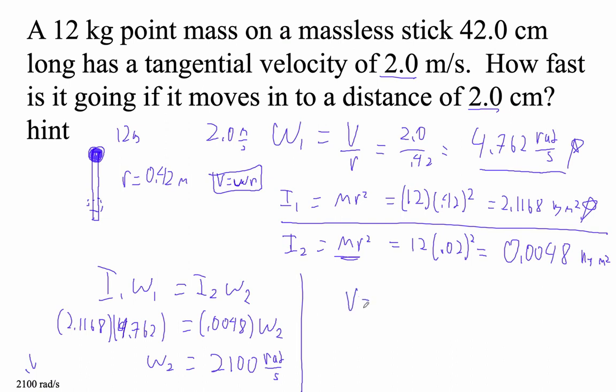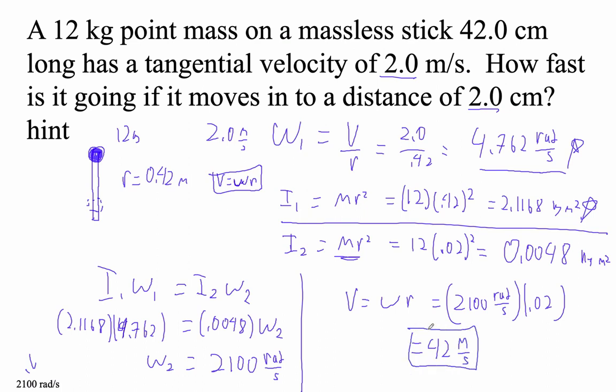Now, the velocity is going to be omega r. So it's going to be 2100 radians per second times 0.02, which is 42 meters per second. I'm struck by this. There's a 42 right there. Isn't that interesting? I'm just not smart enough to figure it out.